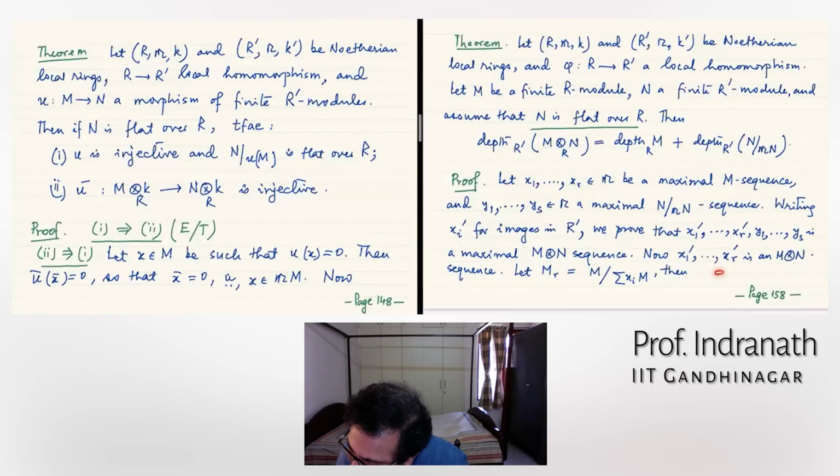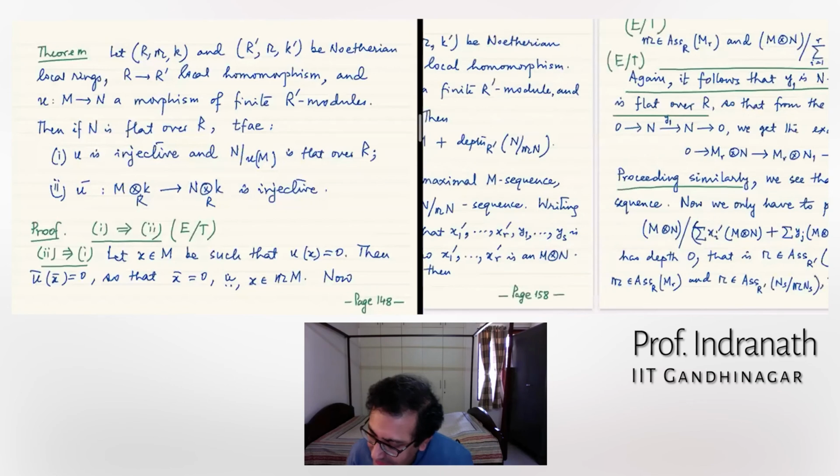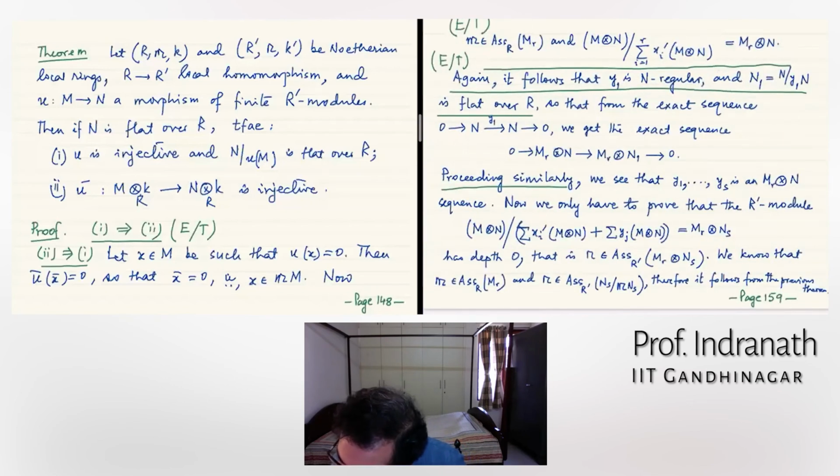Yeah. So this is an M tensor N sequence. Okay. And this was my new submodule, this quotiented by this submodule. And here, proceeding similarly, what does that mean? That means every time I am coming by one after the other, first by Y1, then by modulo Y1, and then use Y2 and so on.